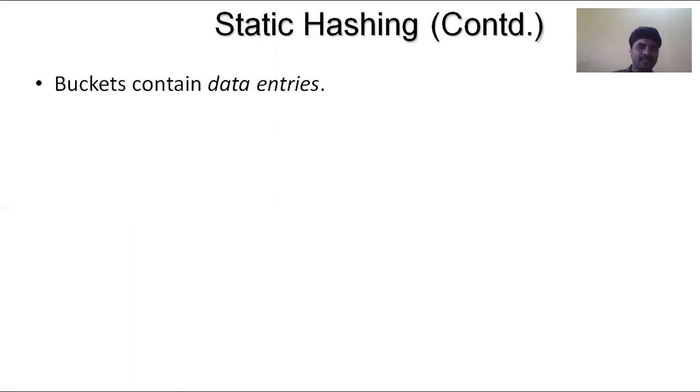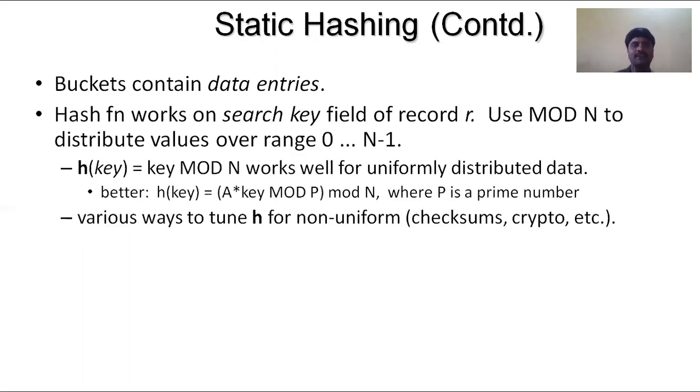First one is static hashing. Buckets contain data entries. What is the procedure we are following? Second, the hash function h(k) works on the search key field of the record, using mod n to distribute values over the range 0 to n minus 1. The previous slide showed how it works. And h(key) = key mod n works well for uniformly distributed data. So that is one thing.